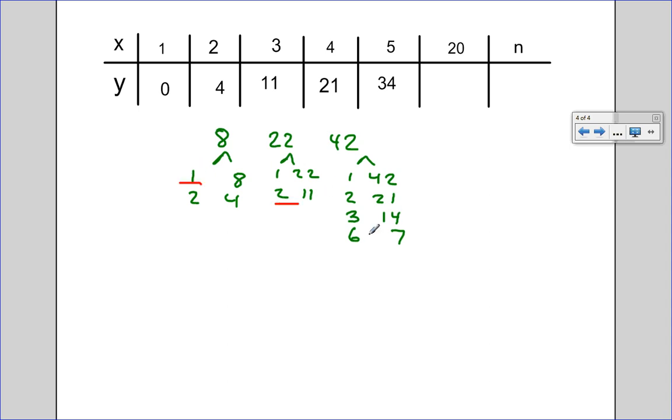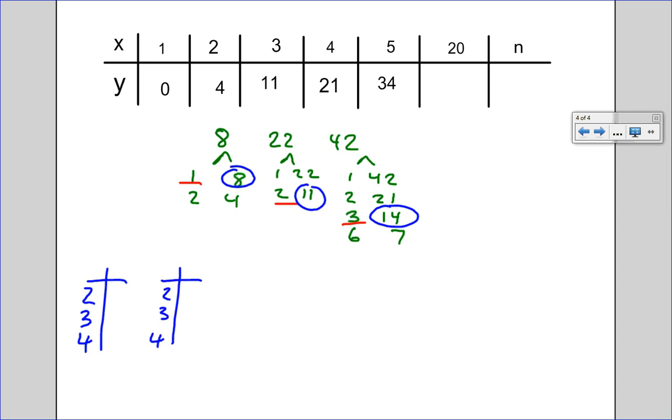1, 2, 3, 8, 11, 14. So I'm going to go ahead and make my two tables now. And once again, I started with 2, 3, 4 on x, but just realize that that's not always going to be the case. So 1, 2, 3, 8, 11, 14. So my slope is 1, and to go from 2 to 1, I subtract 1. My slope here is 3, so 3n. 3 times 2 is 6, plus 2 is 8.